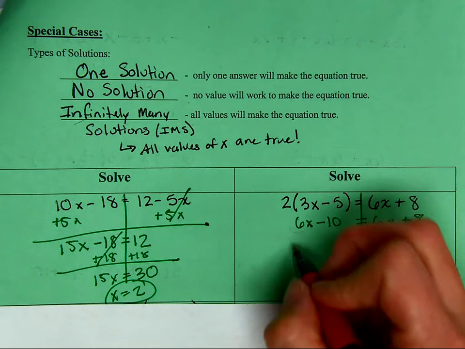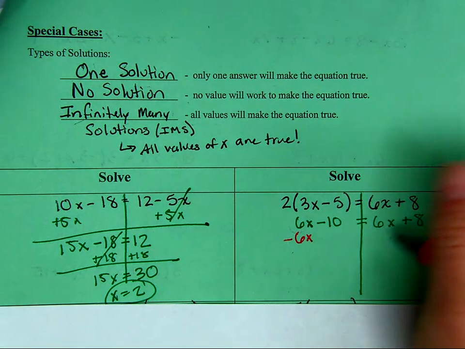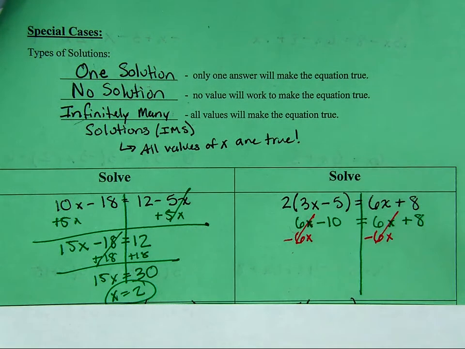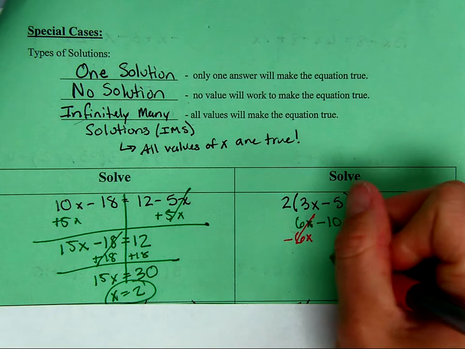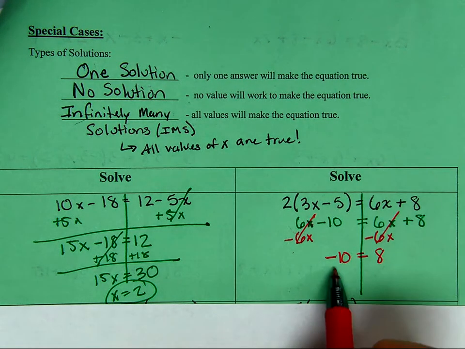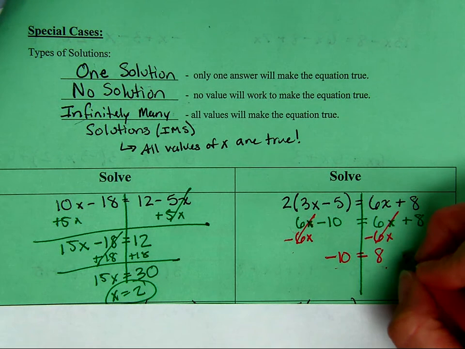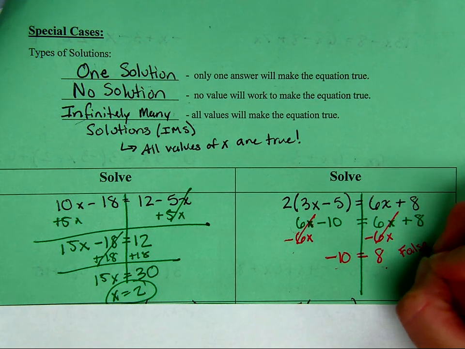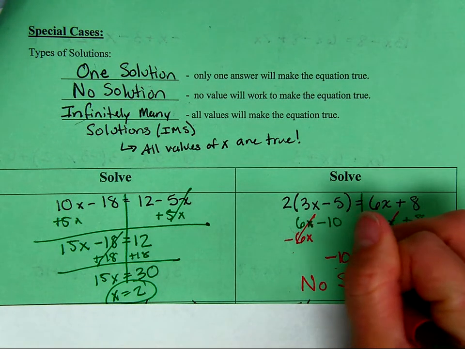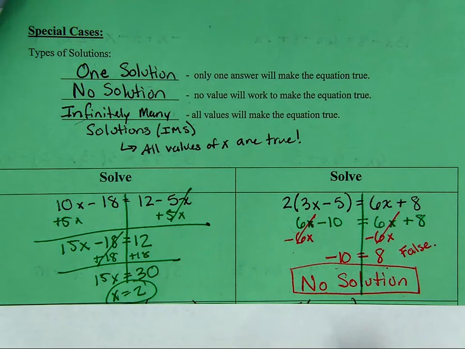But if I finish going out and solving this, and I go to cancel my variable, subtract 6x here, it cancels on both sides. You don't have a variable left. So when that happens, I'm left with negative 10 equals 8. Does negative 10 equal 8? Never. So we say that this is false, which tells us there is no solution. So no solution is your answer.